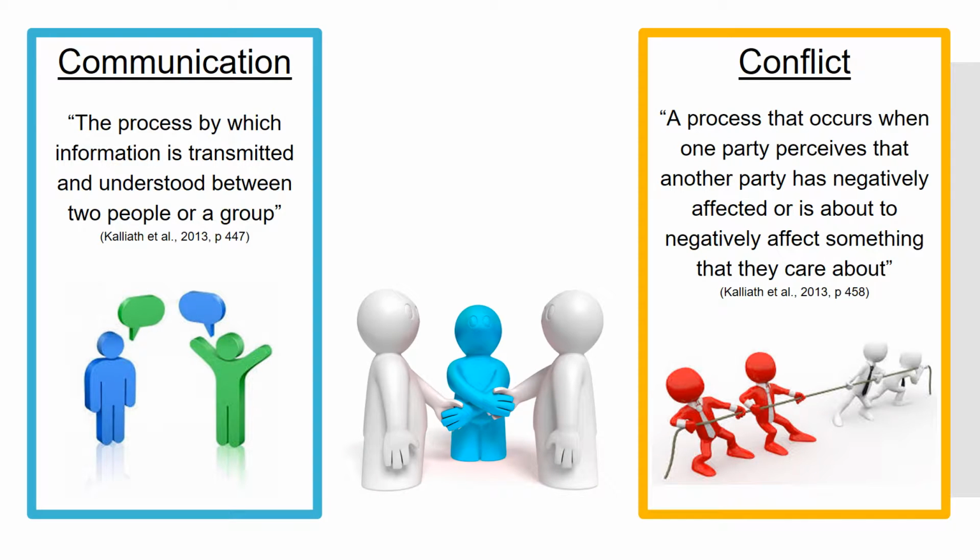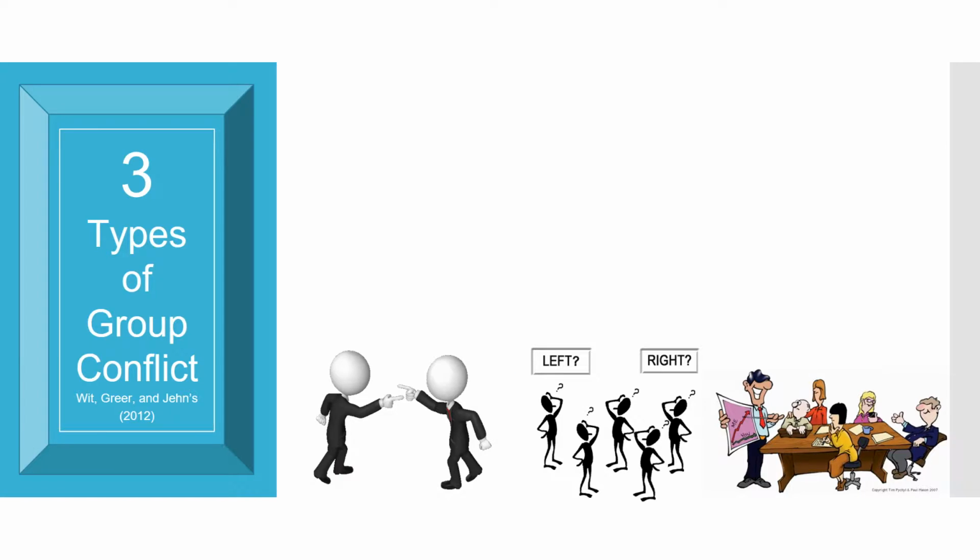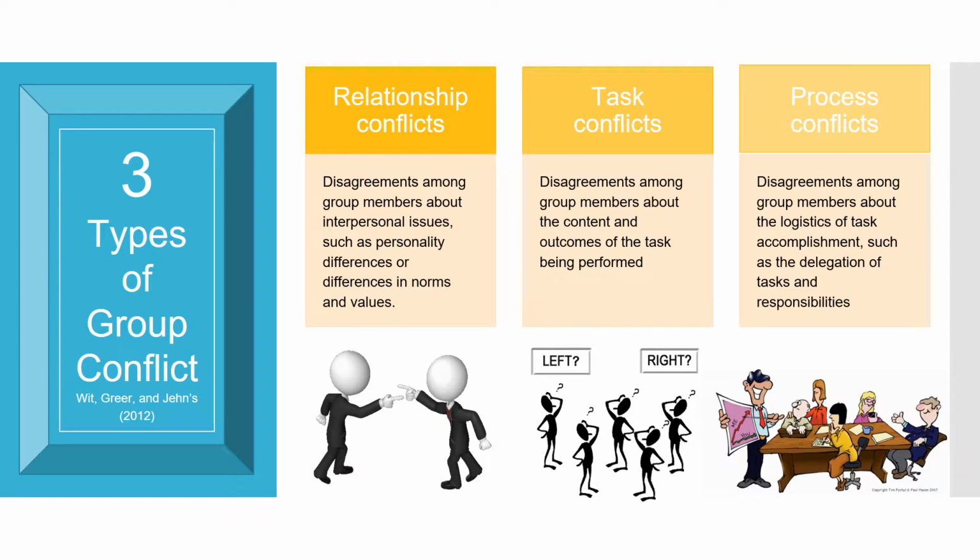Communication refers to the process by which information is transmitted and understood between two people or a group, while conflict is a process that occurs when one party perceives that another party has negatively affected or is about to negatively affect something that they care about. On average, each employee, as well as HR, spends about 1 to 5 hours every week dealing with conflict in some way. Witt, Greer, and Jehn's conflict literature has identified 3 types of group conflict.